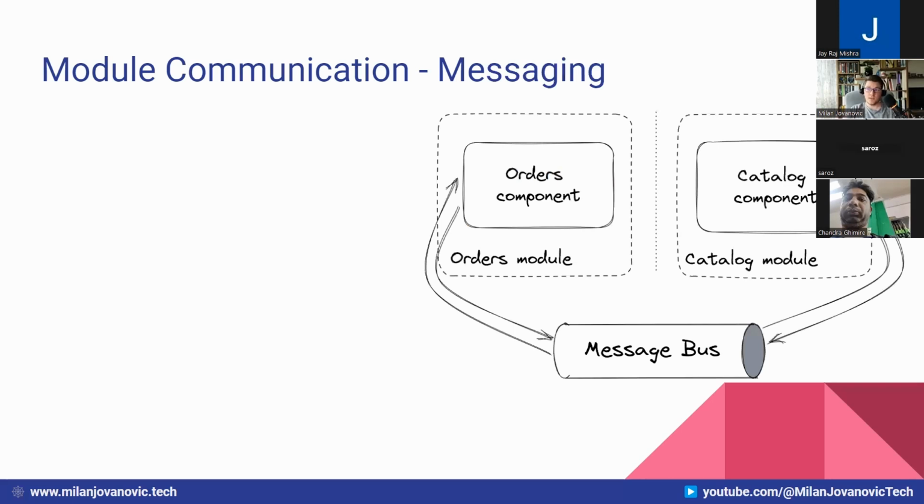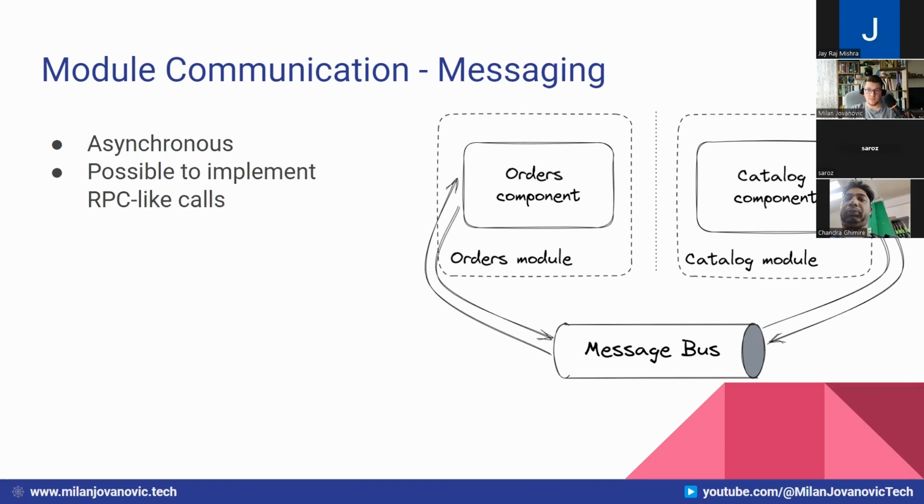Option two is to use messaging. So the benefit of this approach is that it is asynchronous, whereas method calls are synchronous or blocking. It's possible to implement remote procedure-like calls by sending request and response messages. A good library that I use for something like this is called Mass Transit. I suggest you take a look at it because it's pretty powerful with .NET.